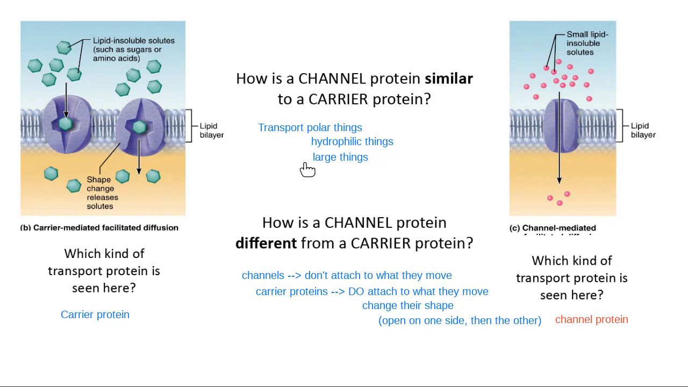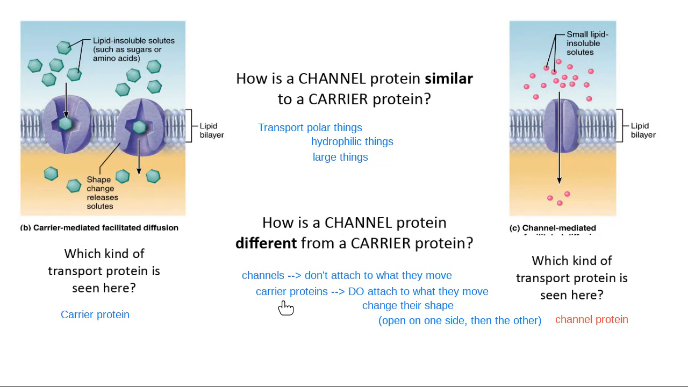So, similarity between channel proteins and carrier proteins, the kinds of things that they transport, stuff that on its own can't get in or out of the cell. Things that are different between them, the fact that channel proteins are basically just a tube. They're not going to attach to what they're transporting, whereas carrier proteins do attach to what they're transporting. They open on one side and then they open on the other side.